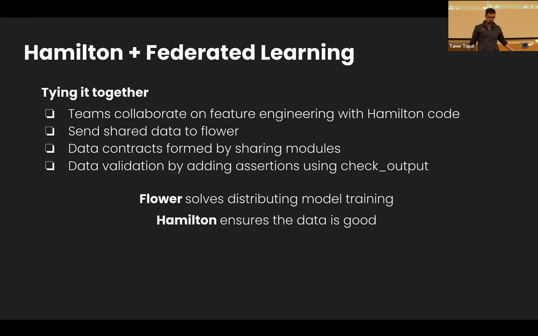Cool. So tying this all together, teams collaborate on feature engineering with Hamilton code. They send shared data over to Flower. The data contracts are formed by these shared modules, and data validation is added using assertions with check output, and potentially on the server side as well. So Flower solves distributing model training. Hamilton is the natural partner to ensure that your data is good, that you don't get garbage in, garbage out.